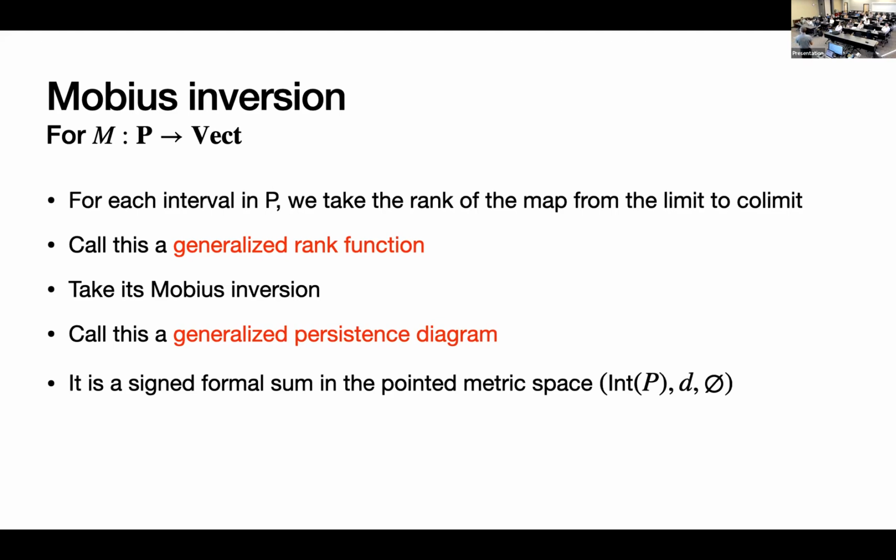So for such an interval, the persistence module restricts to it. Then there's a universal vector space that sits on top of it, the colimit, and a universal vector space that sits below it, the limit, and there's a universal map between them. Okay, all this we get for free, and we just look at the rank of that linear map. This gives us our generalized rank functions. It maps from intervals into the integers. We take the Möbius inversion of that combinatorial construction, and it gives us another function, which is the generalized persistence module. And it turns out that this is a signed formal sum in this pointed metric space of intervals on our poset.